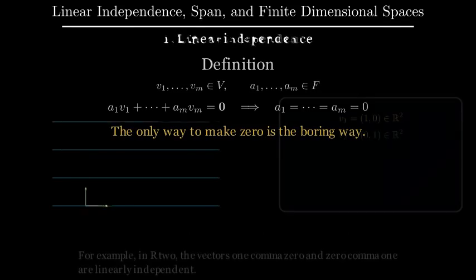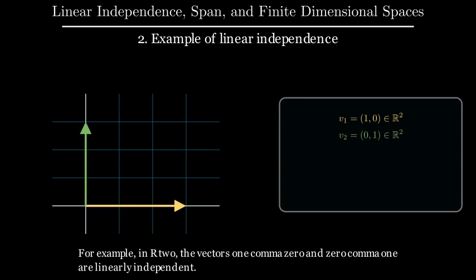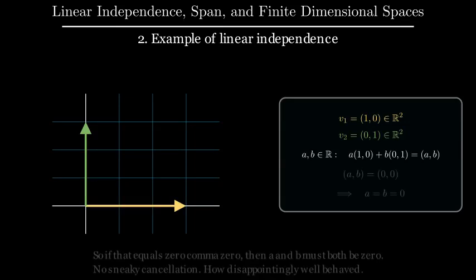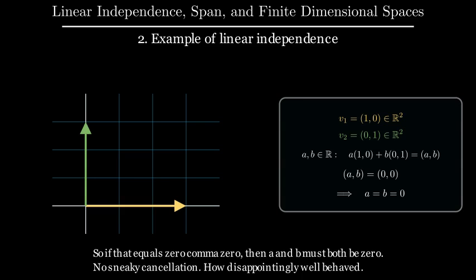For example, in R2, the vectors (1, 0) and (0, 1) are linearly independent. A times (1, 0) plus B times (0, 1) gives (A, B). So if that equals (0, 0), then A and B must both be 0. No sneaky cancellation. How disappointingly well behaved.